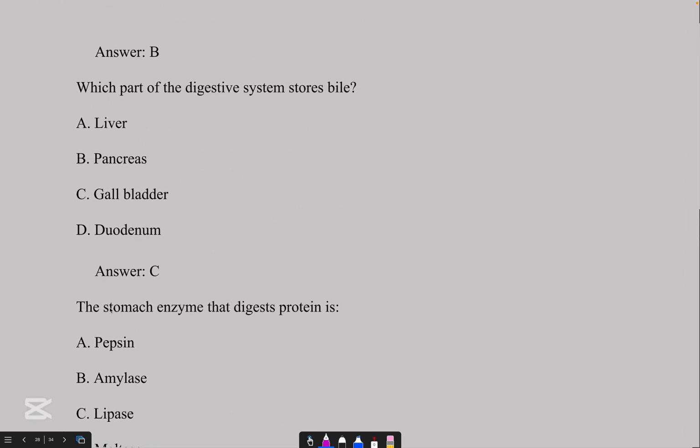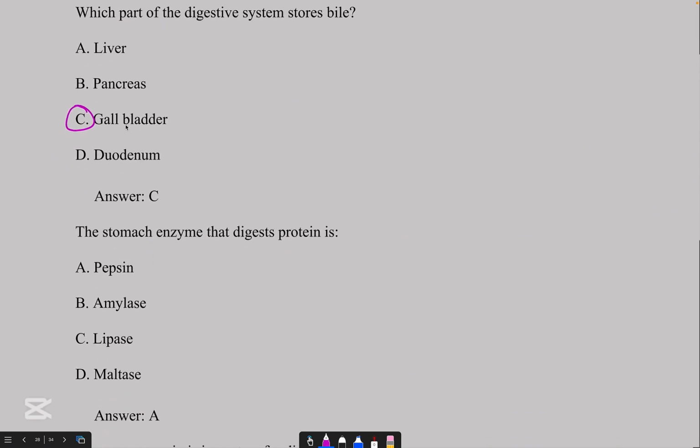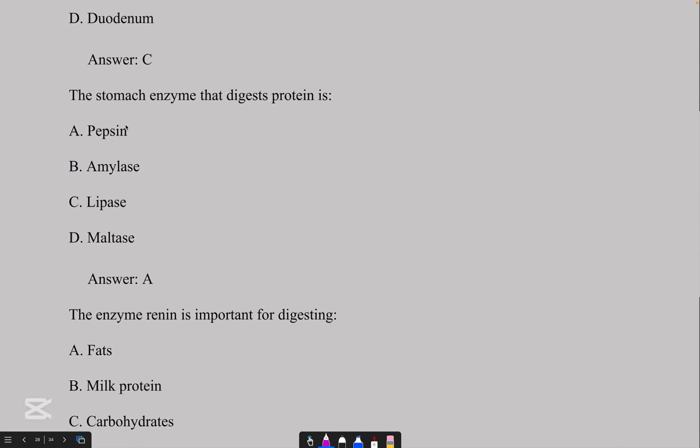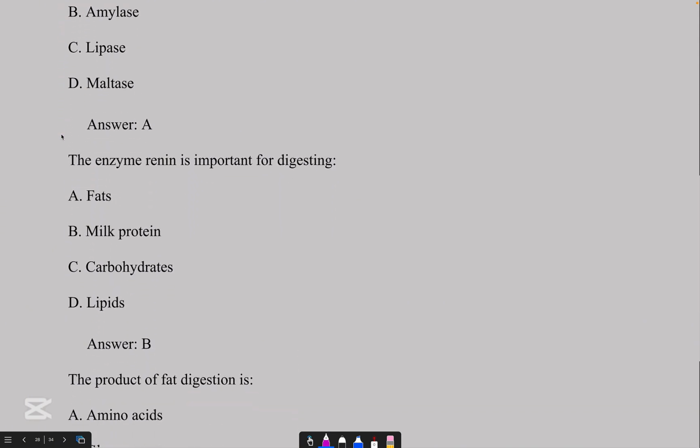Which part of the digestive system stores bile? Bile is stored in the gallbladder, produced by the liver. The enzyme that digests protein is what? Pepsin. The enzyme renin is important for digesting what? Protein. We've talked about that, renin for coagulation of protein.